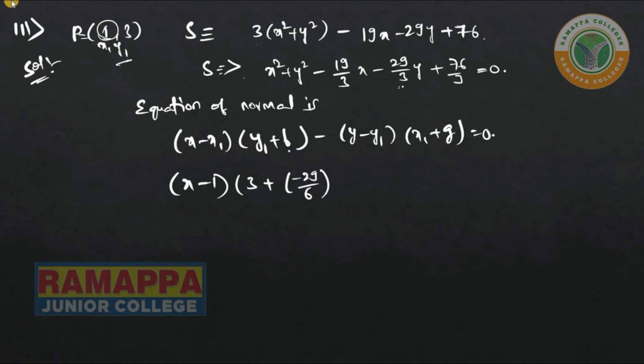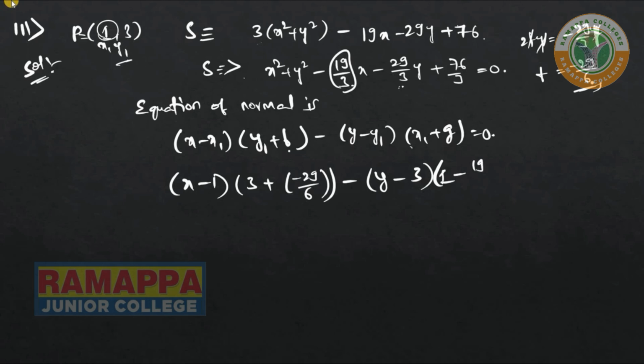How will it come, sir? 2f is equal to minus 29 by 3, so the 2f and the y will cancel, and f is equal to minus 29 by 6 will come. So from that, here minus (y minus y1) is equal to how much? y1 is equal to 3, x1 is equal to 1, and g is equal to minus 19 by 6. Okay, here 1 minus 19 by 6 will become, is equal to 0 here.